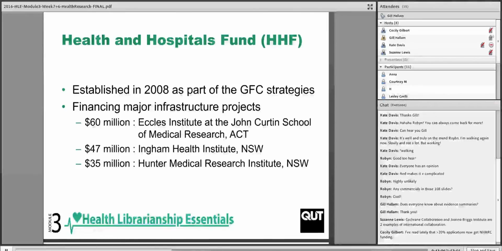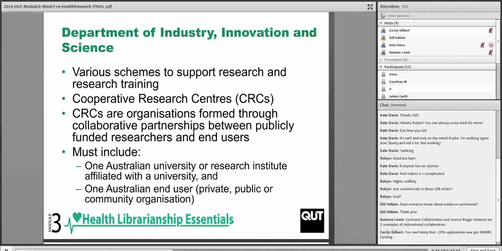So the Eccles Institute at the ACT, the Ingham Health Institute, and Hunter Medical Research Institute received quite substantial amounts of money to improve the research environment to ensure better research comes out of it.